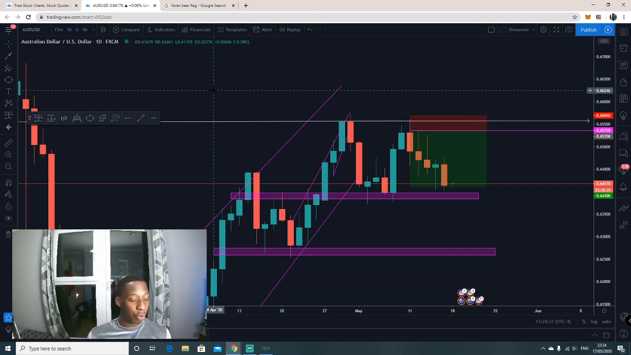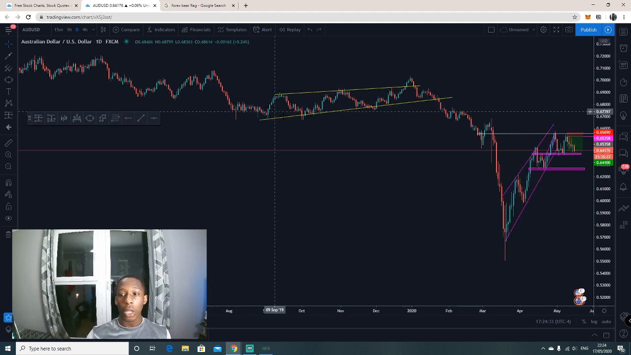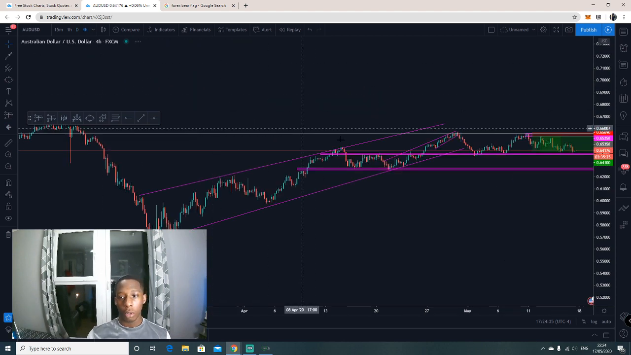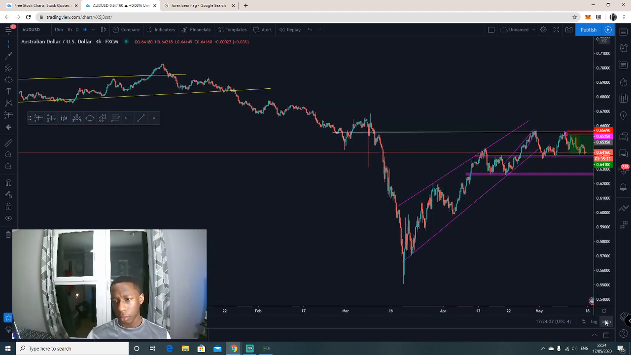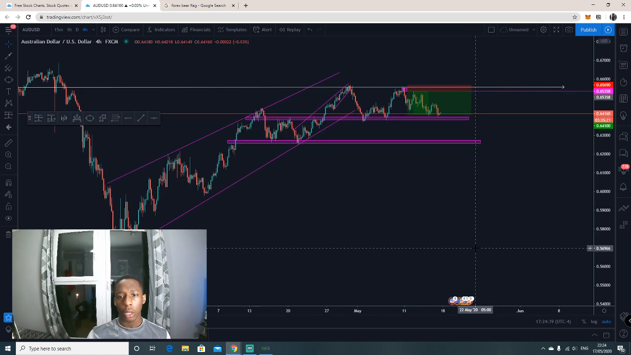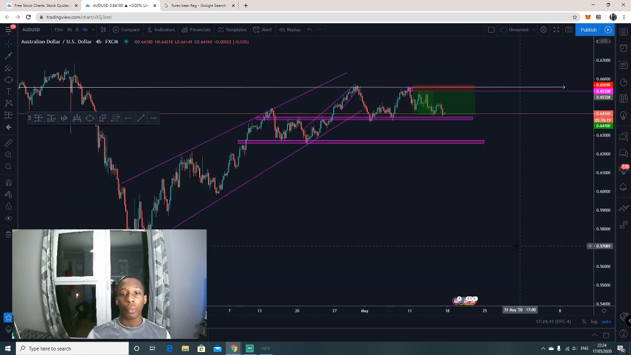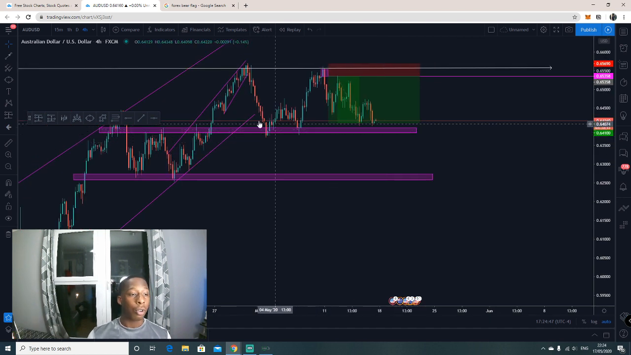So now this is when we drop to the 4-hour time frame. And we see that there was a slight breakout. I won't even lie, I got caught on the wrong side of this. I entered a trade on the continuation.